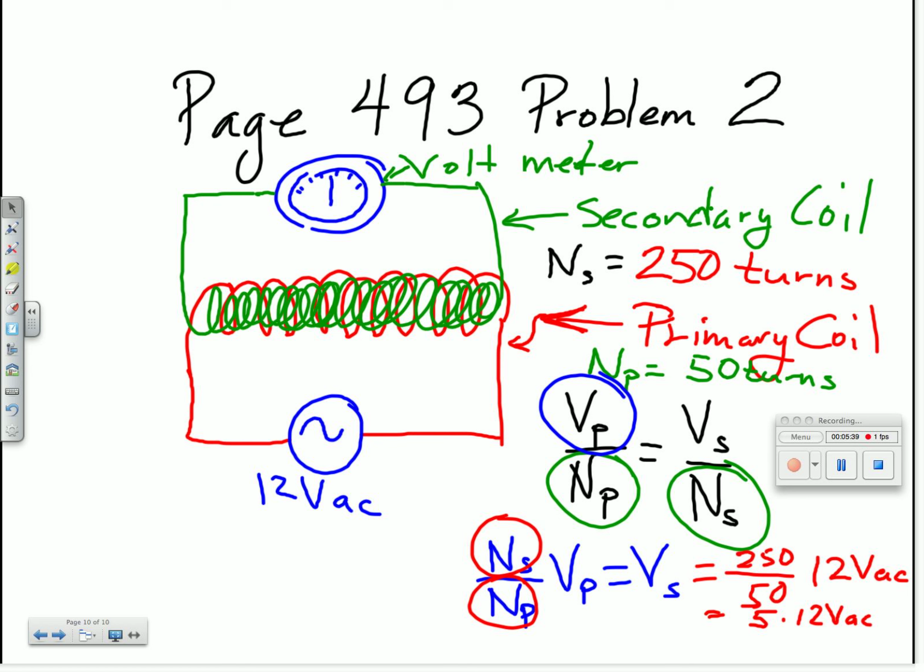So let's go ahead and write that. The volts in our secondary coil is 5 times 12 volts AC, which is just equal to 60 volts AC. Let's see what else they're asking, if they're asking anything else. Okay, it says the current in a 10 ohm device connected to the secondary. So let's take out this voltmeter.